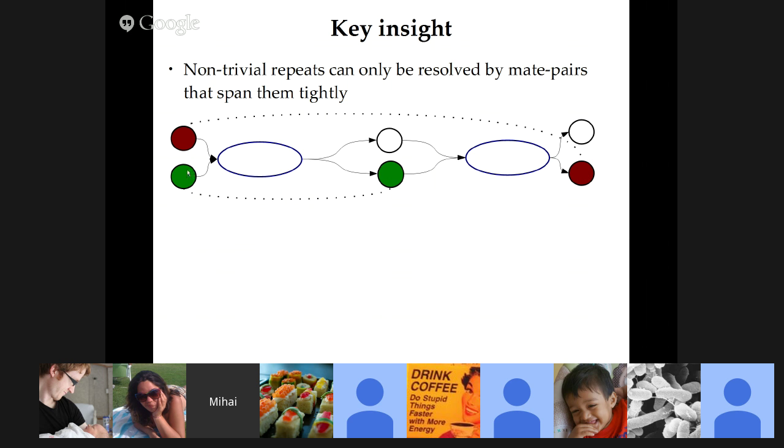Ideally, what you really want is, for every repeat in the genome, a pair of reads that exactly span that repeat. So if I have this green pair of nodes, I know I have to go from the green node on the left to the green node on the right, and therefore I can make this connection between them, and I know which edges I should take for this repeat. Of course, I don't have the luxury to figure out what all the repeats are and generate mate pair libraries for every single repeat. So mate pairs are not quite as useful as they appear in theory.